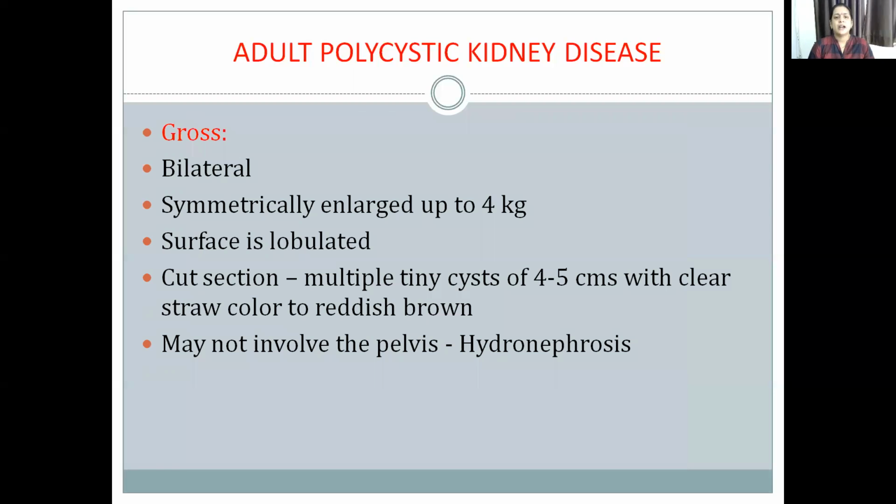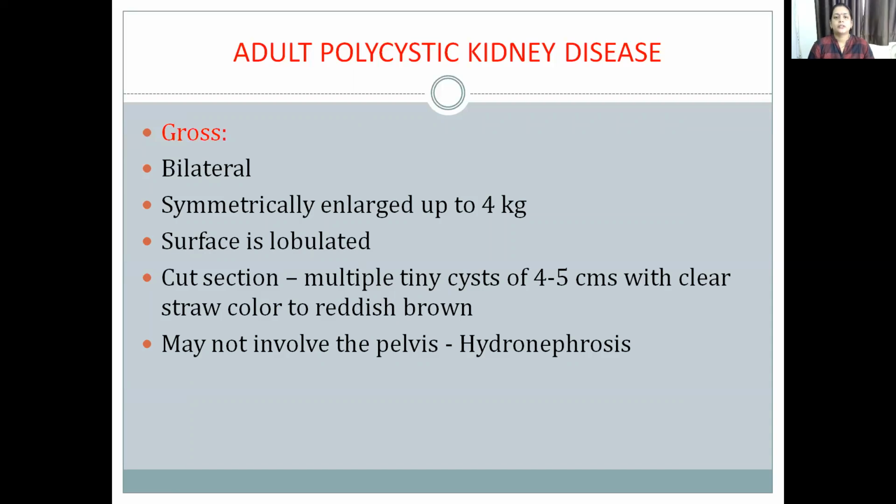So how does an adult polycystic kidney disease look? Usually they are bilateral, symmetrically enlarged up to 4 kgs. The surface is lobulated. There can be multiple tiny cysts of 4 to 5 centimeters with clear straw color to reddish brown. Okay, may not involve the pelvis.